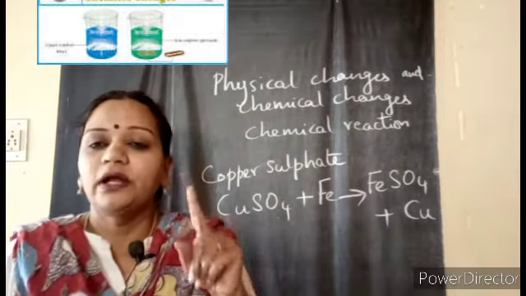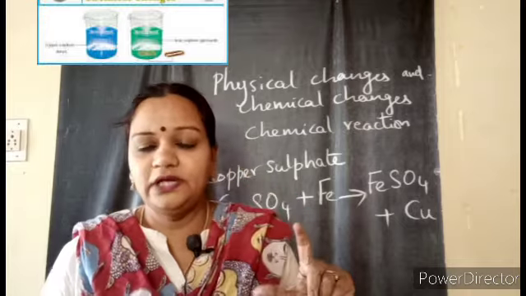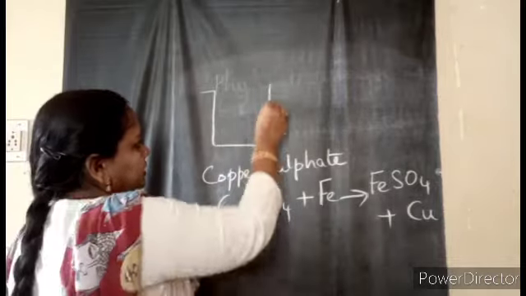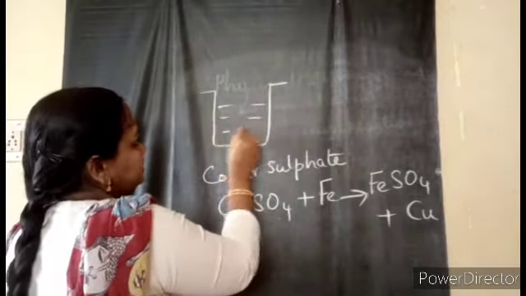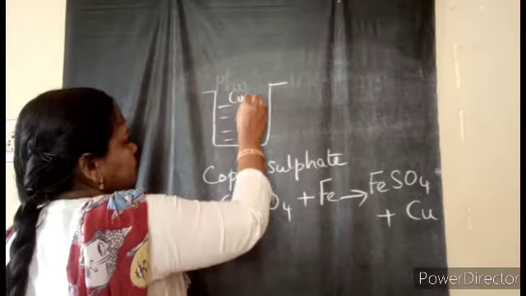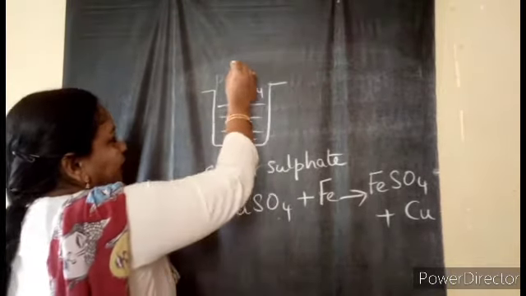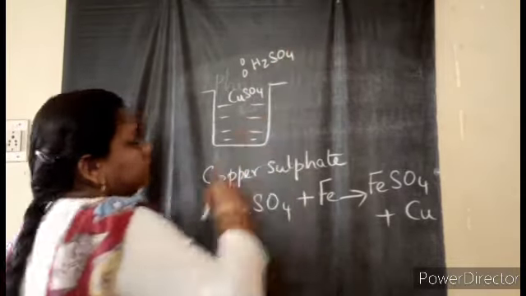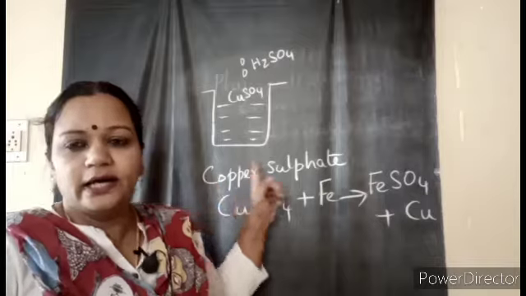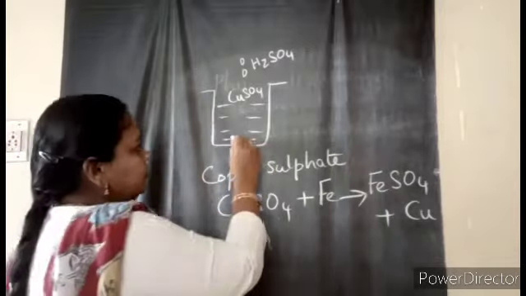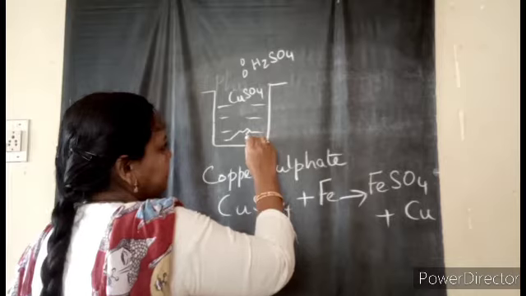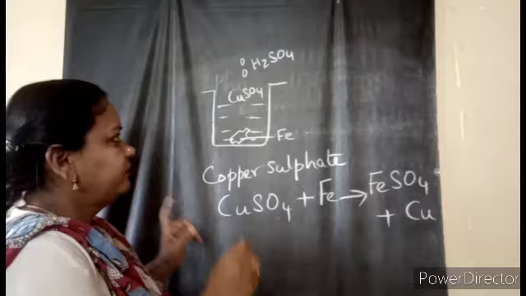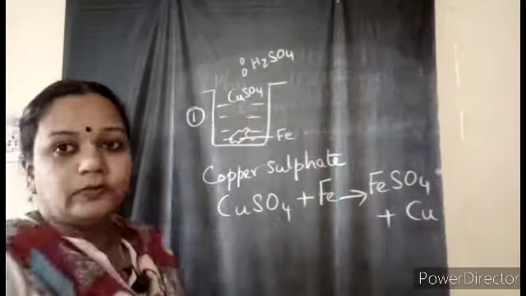Again I repeat, we are doing a simple activity. Yes children, we are going to take a beaker. In the beaker, copper sulfate solution, that is CuSO4 solution, is taken, and a few drops of H2SO4, that is dilute sulfuric acid, are added to that. Then you are going to place an iron blade in this, and originally the color of the solution will be blue.